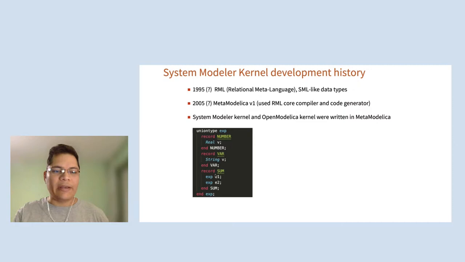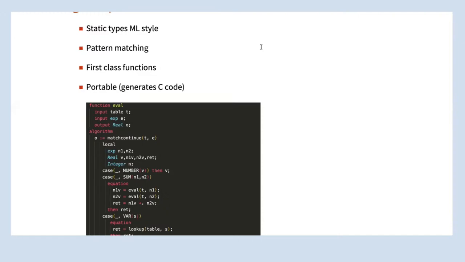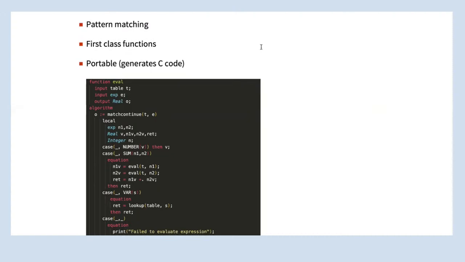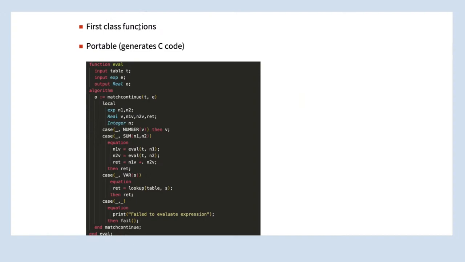So MetaModelica had some good parts, and this is what I'm going to show you next. Basically the types were ML style, as I showed before. That's the way you define the types. And it had features like pattern matching, first class functions, and it was also portable because it was possible to take the MetaModelica code and turn it into C. And once you have it in C code, it can be just compiled on any platform that you want.